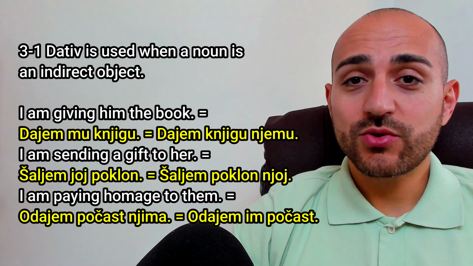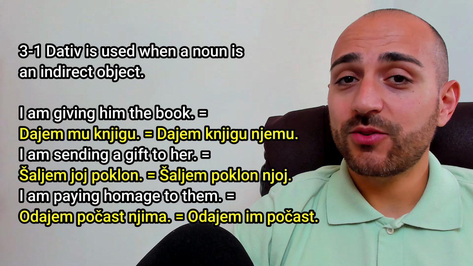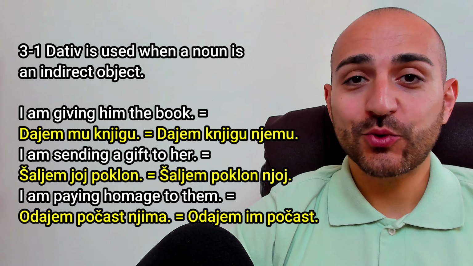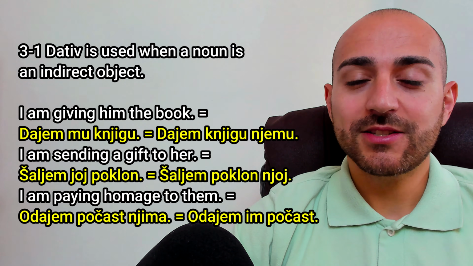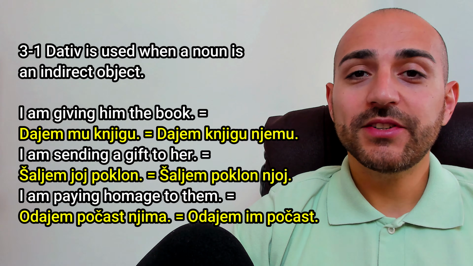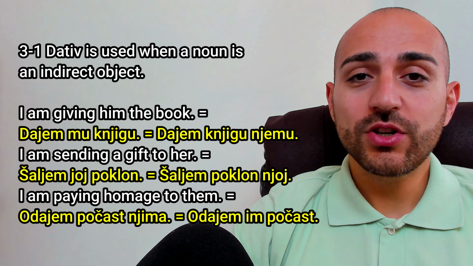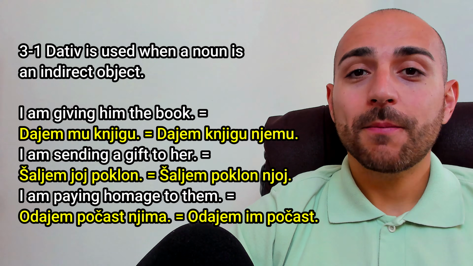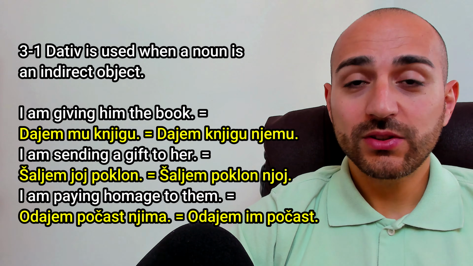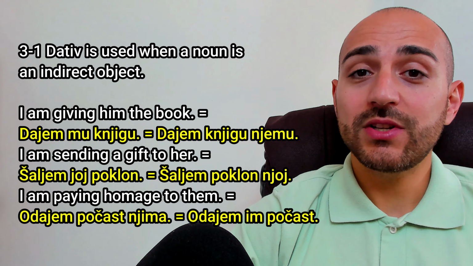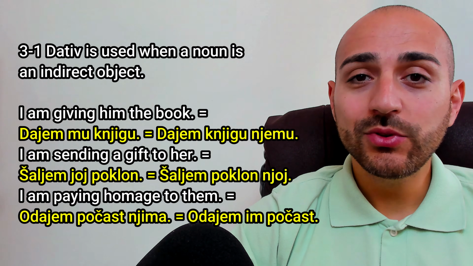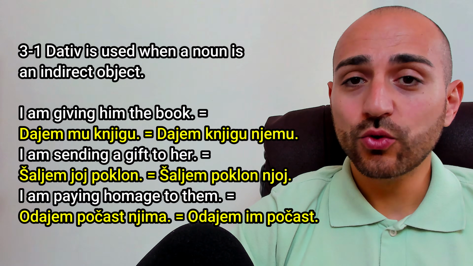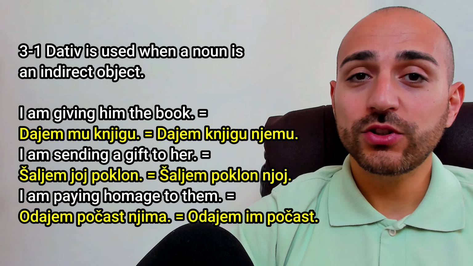So dative is used when a noun is an indirect object, as you're able to learn from the long case video, right? I am giving him the book. Dajem mu knjigu or dajem knjigu njemu. So definitely pay attention to the word order. That is very important. Even though these two forms are the same, you cannot put them at the same position in the sentence.